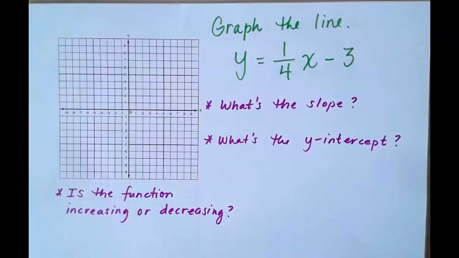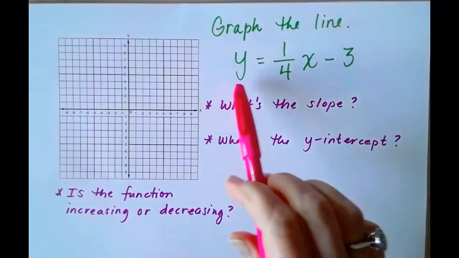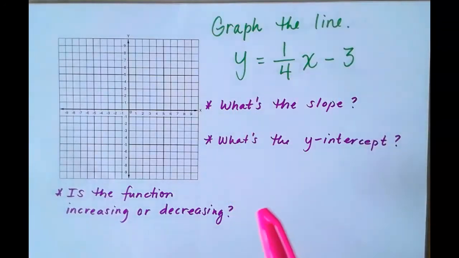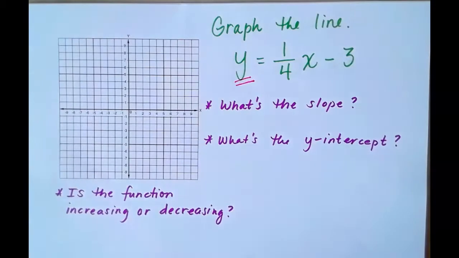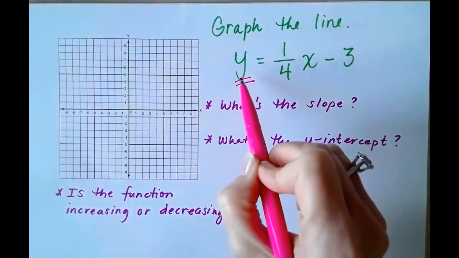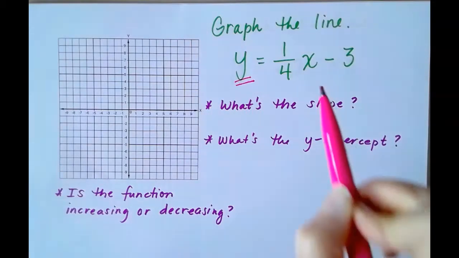Graphing lines using the slope-intercept form. In order to do that, we are going to be given an equation. And the first thing we want to know is, has it been solved for y? And our equation has been solved for y. Y is all by itself. This is y in terms of x.